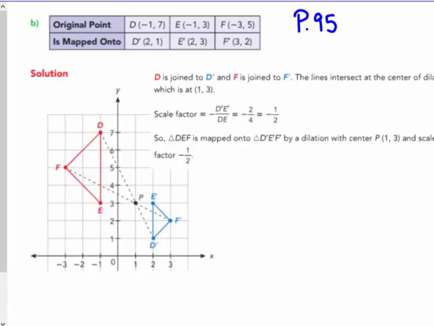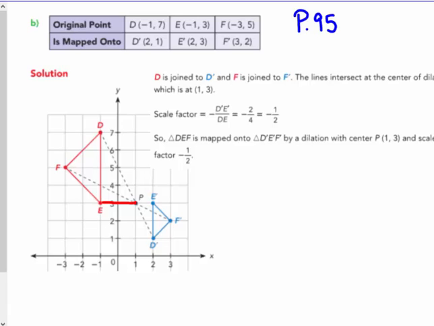Another example, because we're going to do one in class. The original triangle is DEF in red, and it's mapped onto D prime, E prime, F prime in blue. Now they're on opposite sides of the center of dilation, so I know it's going to be a negative scale factor, number 1. And if I connect F to F prime and D to D prime, and I could also connect E to E prime, right?